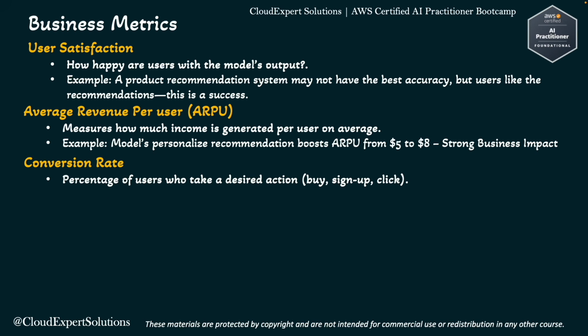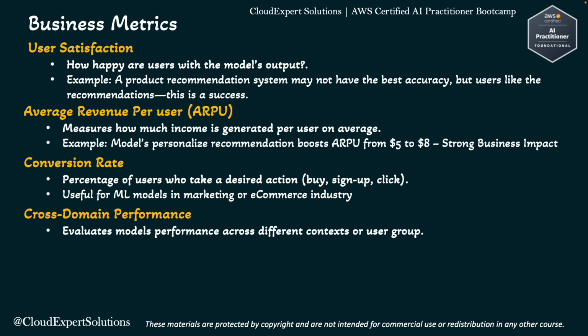The next business metric is conversion rate. Conversion rate is the percentage of users who take a desired action like buying a product, signing up, or clicking a button. For machine learning models in marketing or e-commerce, this is more important, and this metric aims to improve the model's performance.